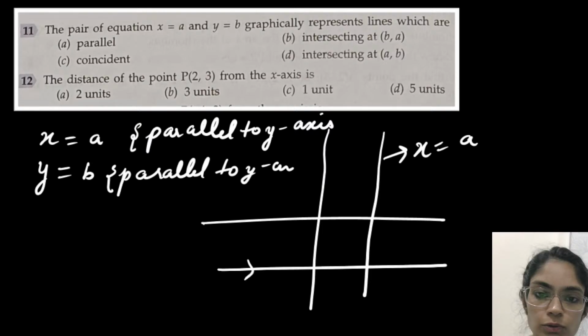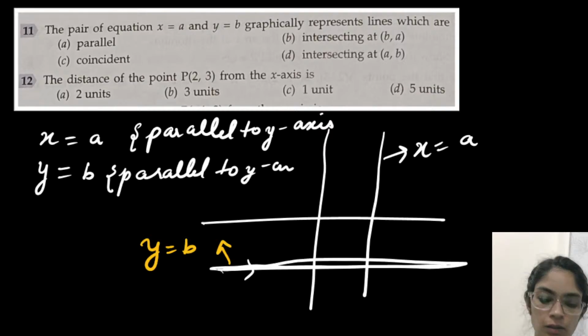I'll just draw it with a different color. So this one is y is equal to b and this one is x is equal to a. So graphically, this represents the pair of equations. Yes, so this is clear now.